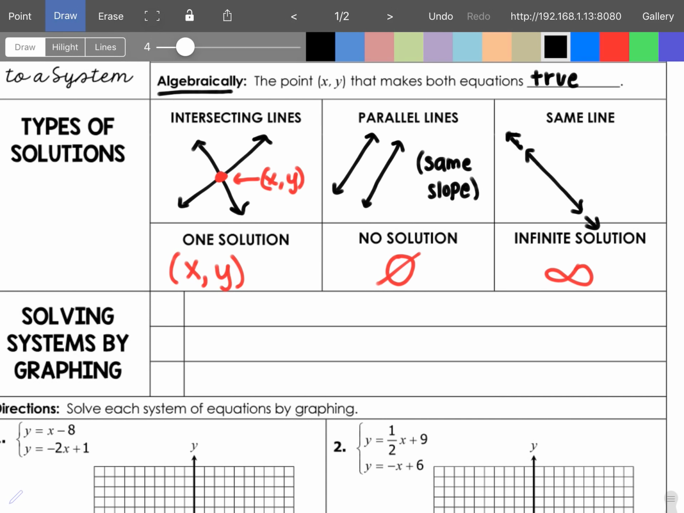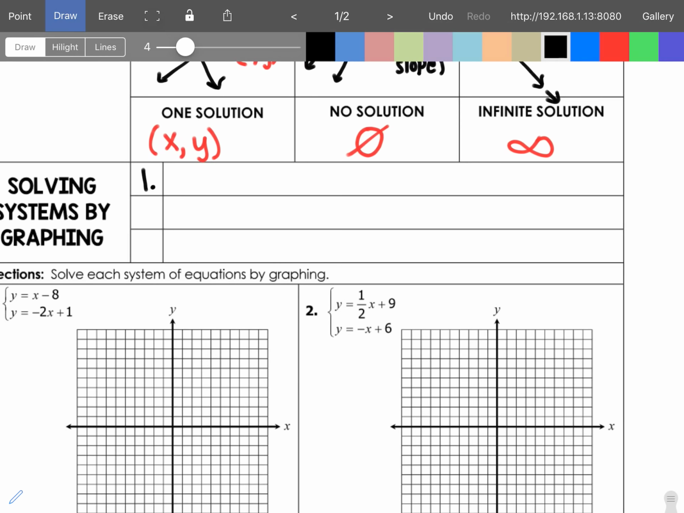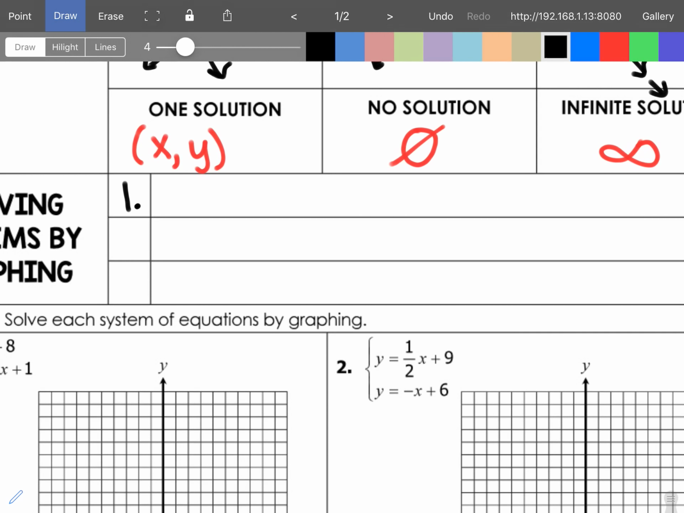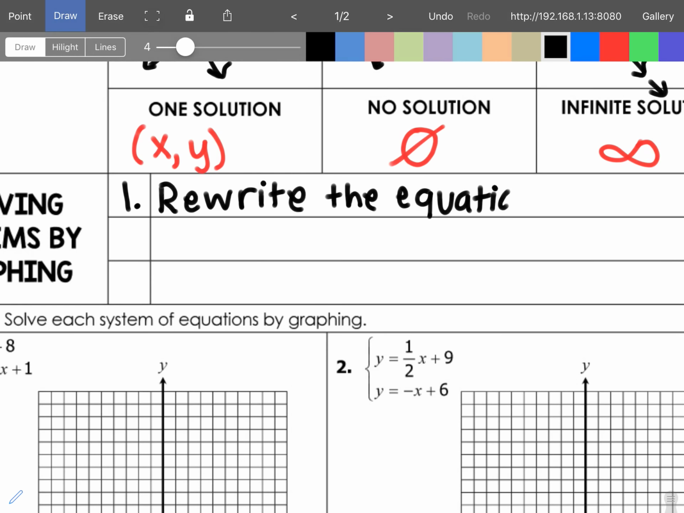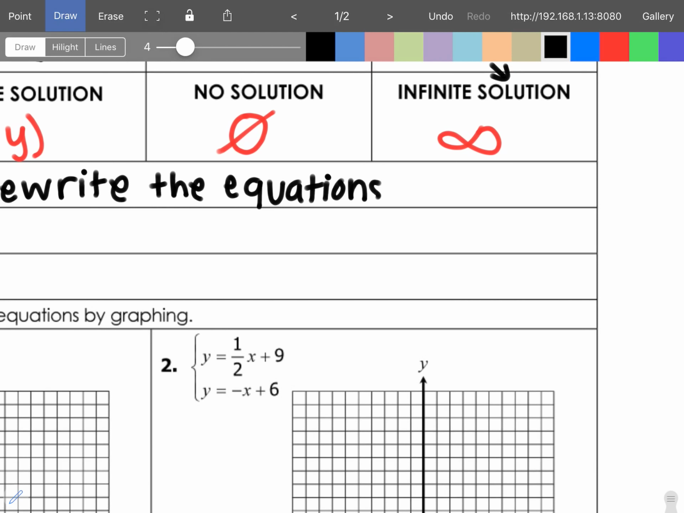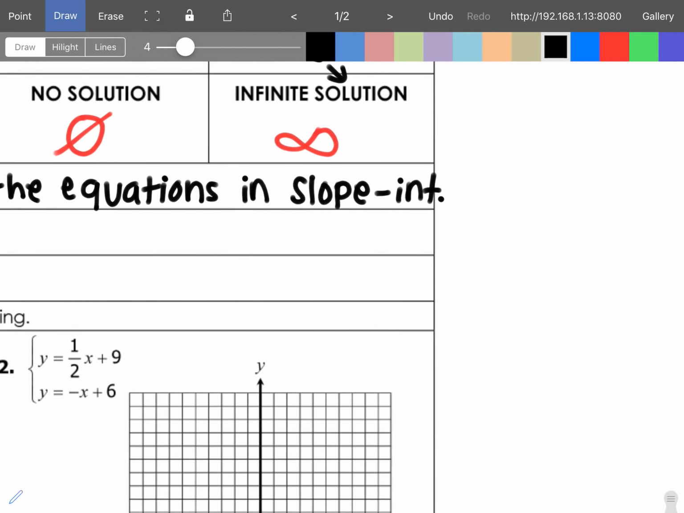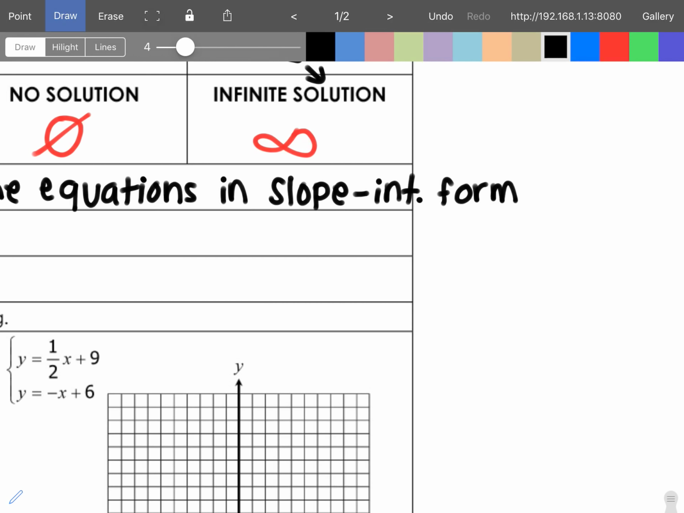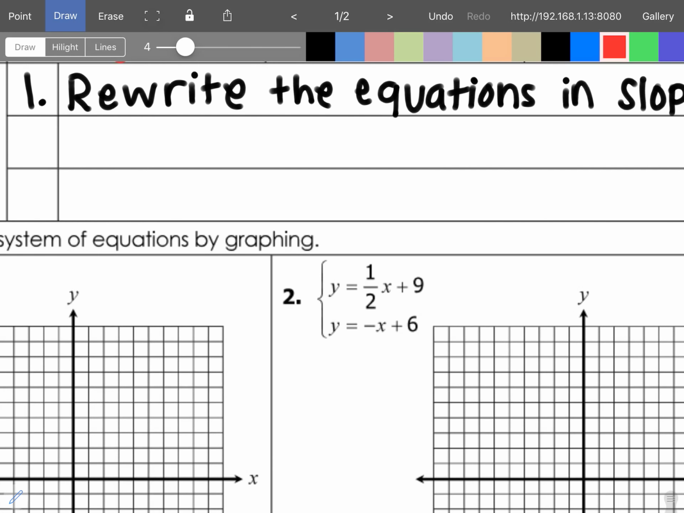So solving systems by graphing, there's three different steps we want to do. The first step we're going to make sure we complete before we start the other two steps is we have to make sure that we rewrite the equation in slope-intercept form. And remember what slope-intercept form is. It's been a little while. It's y equals mx plus b. I'm just going to say slope-int form. That means slope-intercept form. And this is really important. You know this, y equals mx plus b. Please know that for your final. Slope-intercept form is y equals mx plus b.